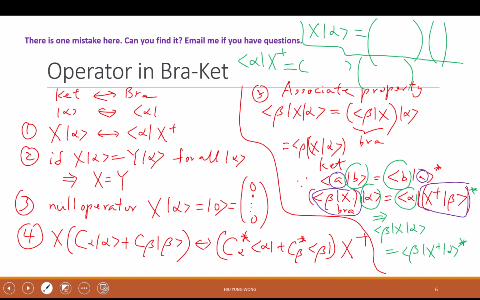Kind of like a definition, right? And it works out correctly, right? Okay, any questions?